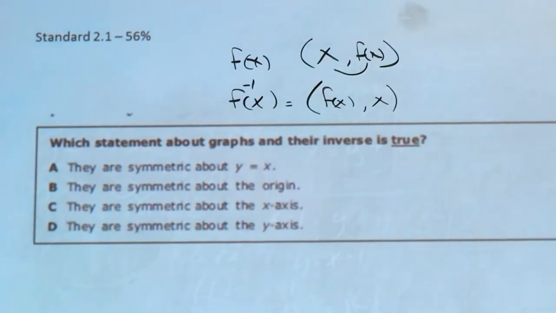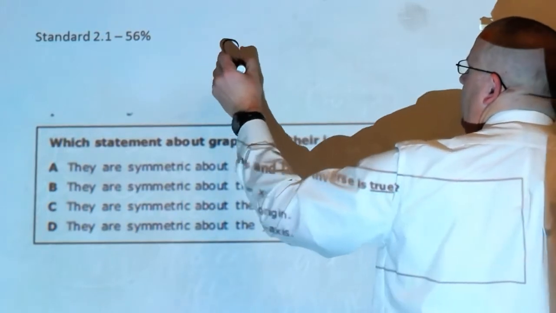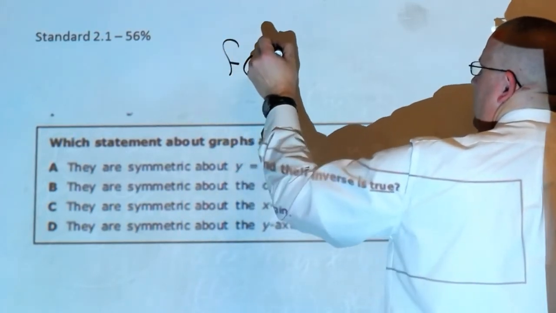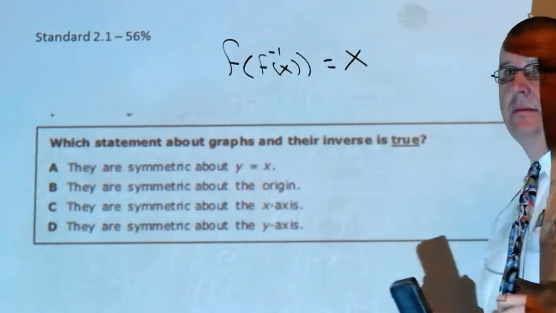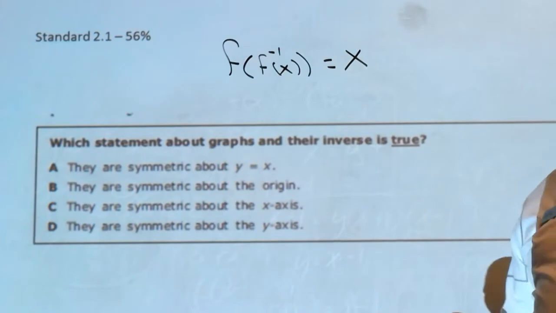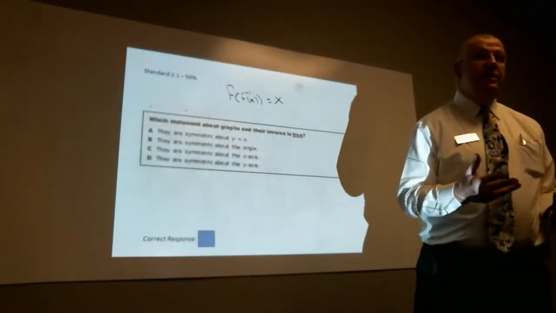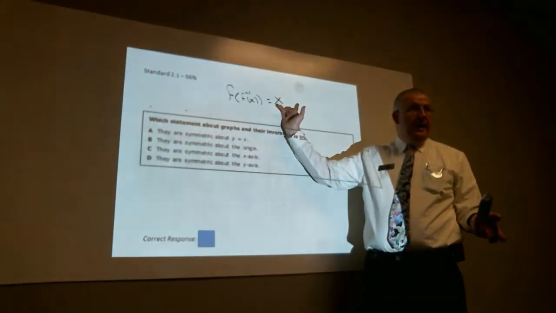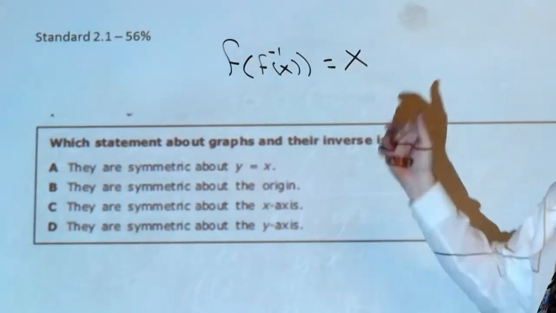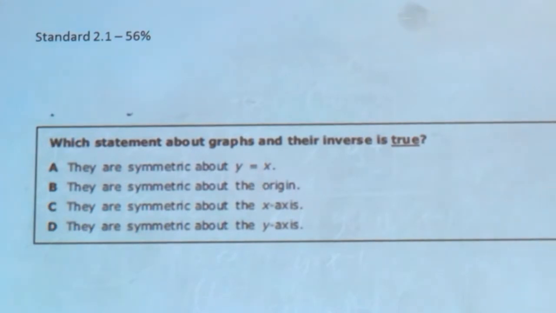One other way we can think about that, if you've seen this, is that any time I have a composition of a function and its inverse, that always equals x. So if you ever had to verify, they give you an f of x and a g of x, and they ask, are the two functions inverses of each other? You just take f of g of x, and if, when you simplify, it equals x, they're inverses of each other. So this is going to be a. They are symmetric about y equals x.